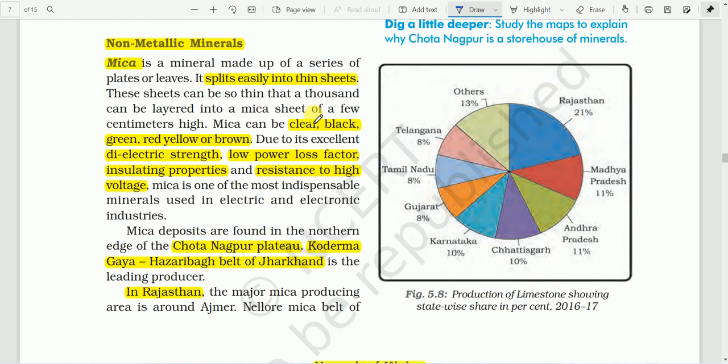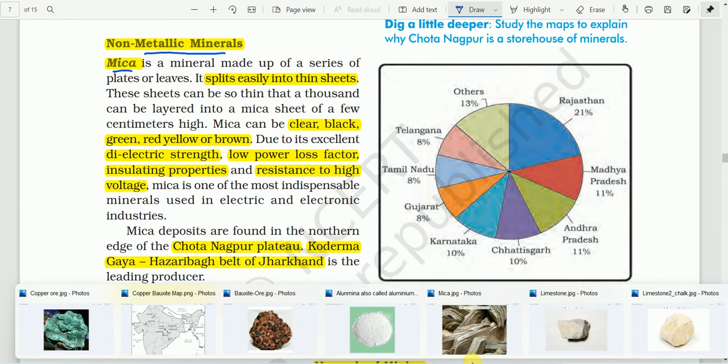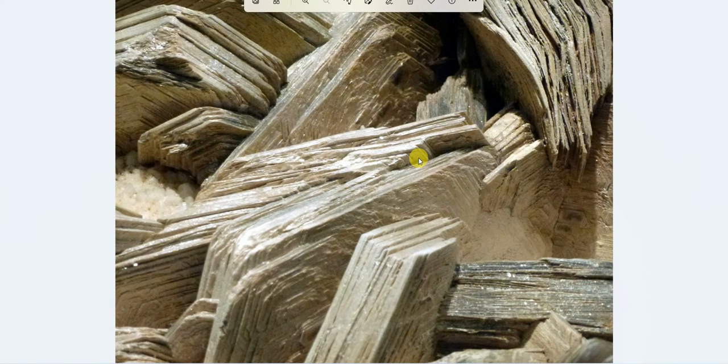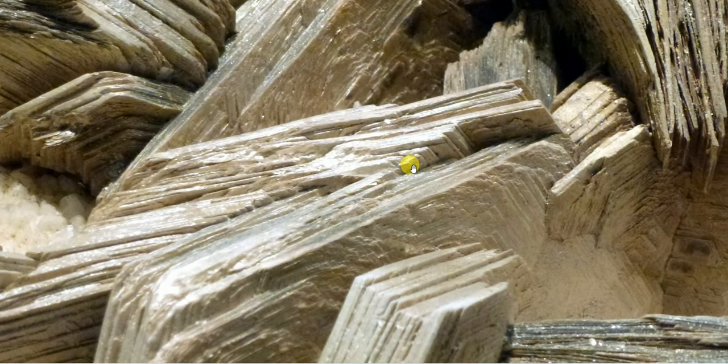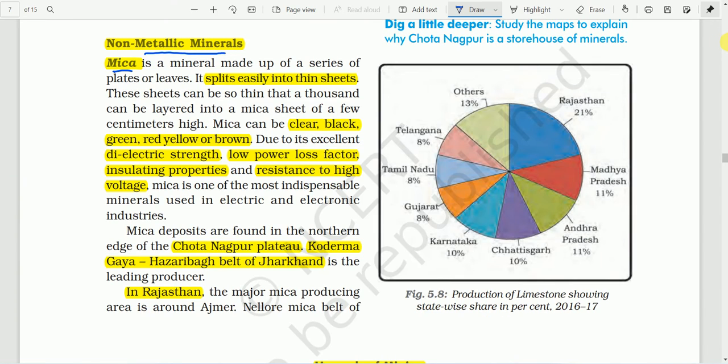Again, let us start with the distribution of metallic, non-metallic minerals. So mica and limestone, this we will be learning now. And mica, see this photograph shows mica. Just see the photograph carefully, and I think you will be seeing that very thin sheets are present in the mica ore. Okay, and so with this, let us read the text.